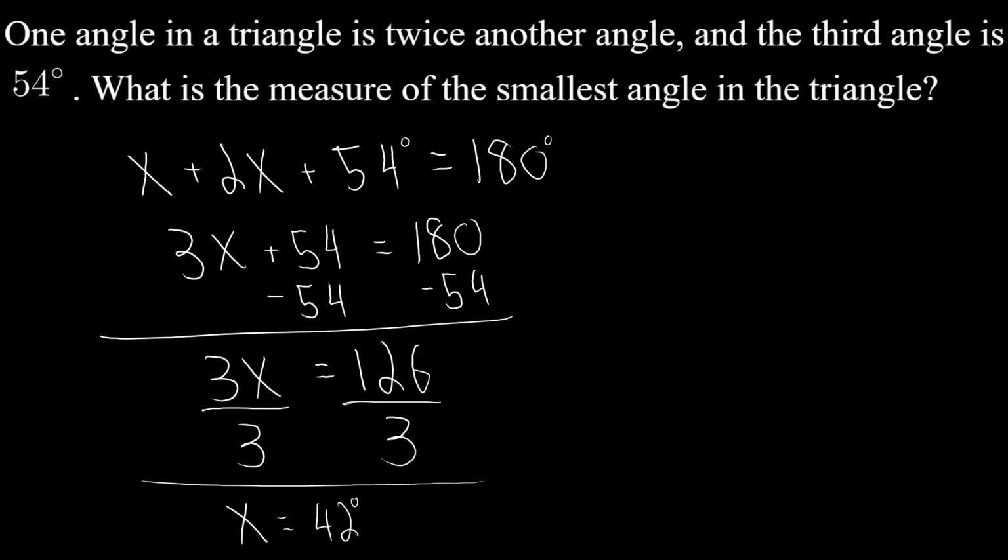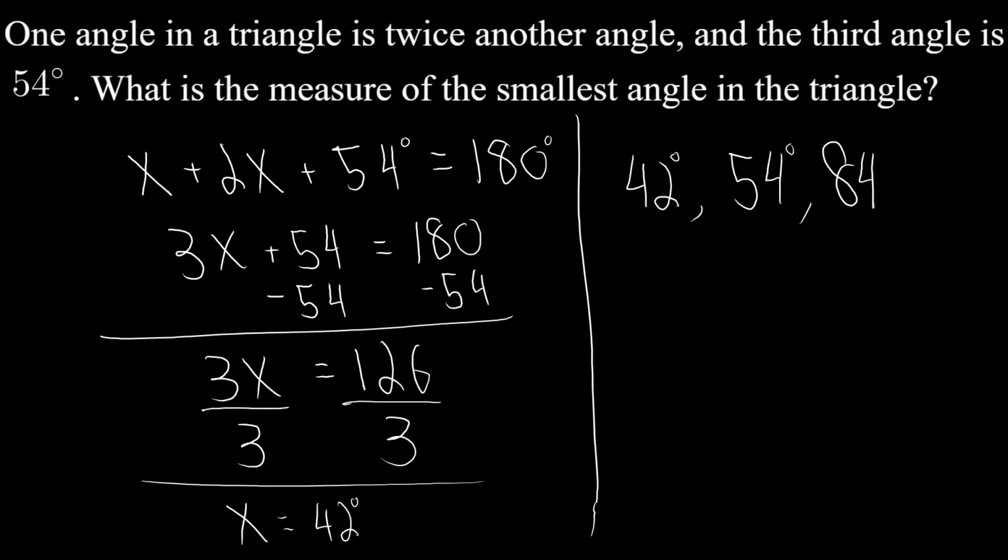Okay, so we know the three angles of our triangle are 42 degrees, we have the 54 degree angle, and the one that's twice as much as the 42 degree angle, so 2 times 42 is 84. Meaning that the smallest one is 42 degrees. So this 42 degree angle is the smallest angle of the triangle.